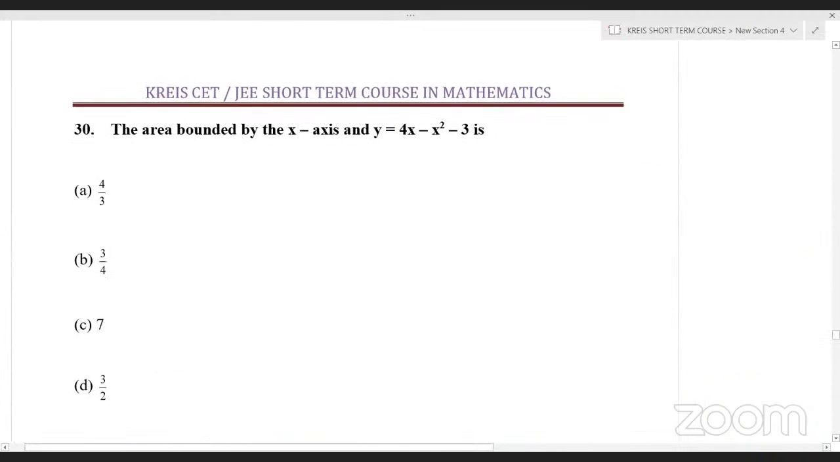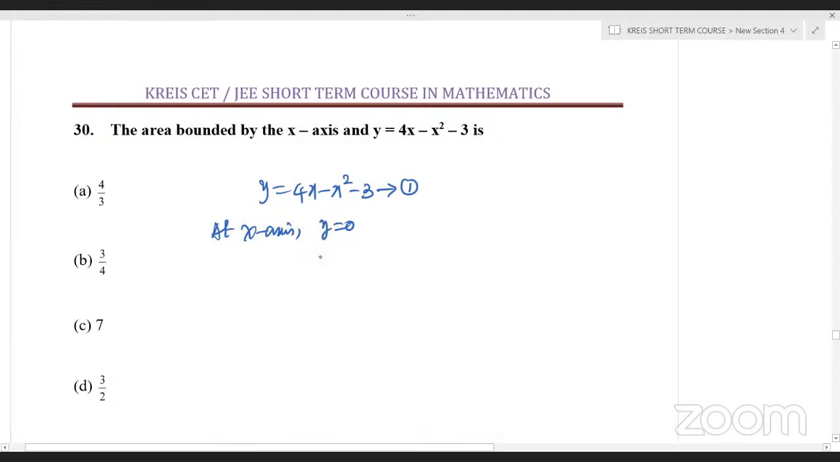Now see how the 30th question is. Area of the region bounded by the curve y is equal to 4x minus x squared minus 3. This is equation 1, and at the x-axis it is always y is equal to 0.